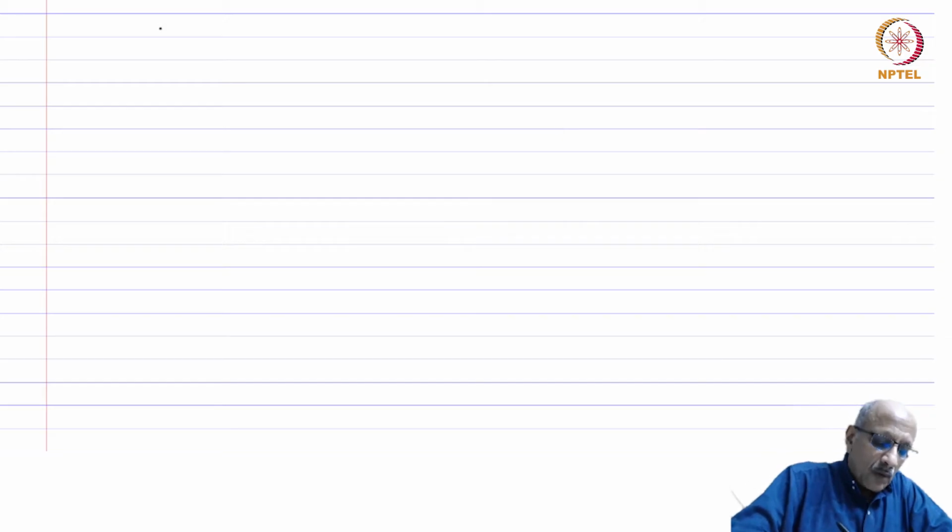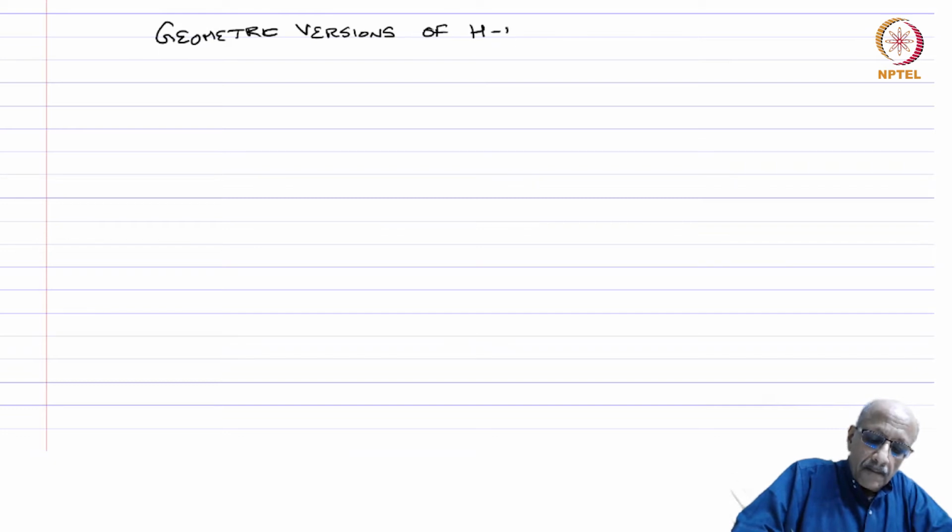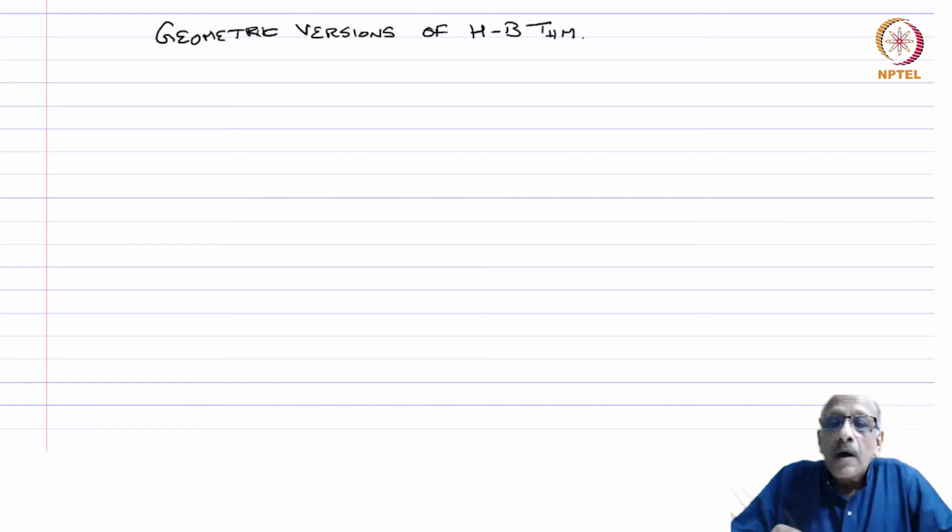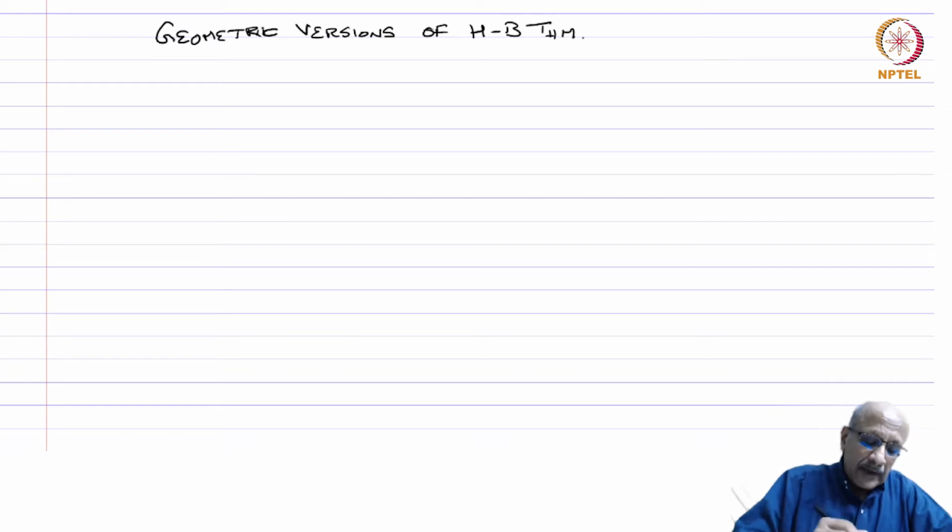We will now talk about geometric versions of Hahn-Banach. Geometric versions means we are talking about separation of convex sets by means of hyperplanes. What do we mean by a hyperplane?